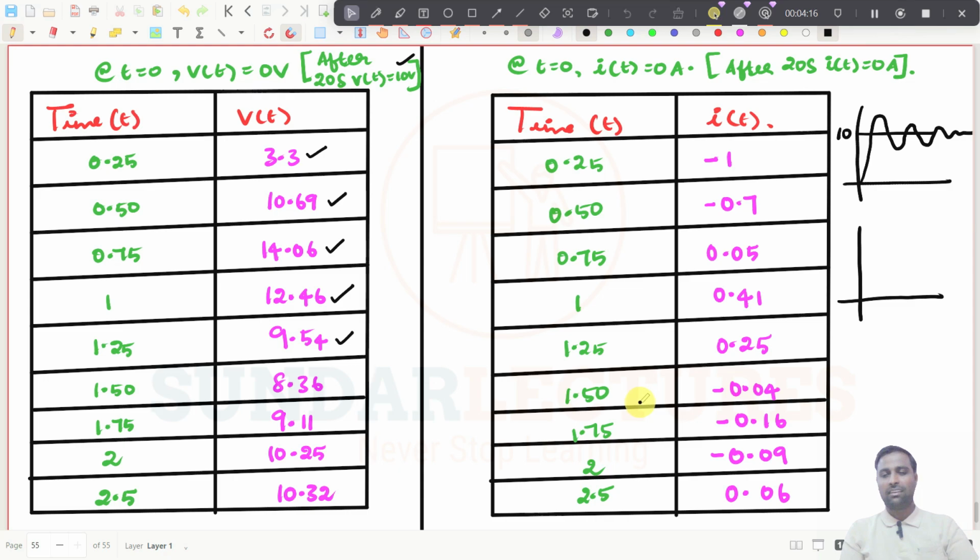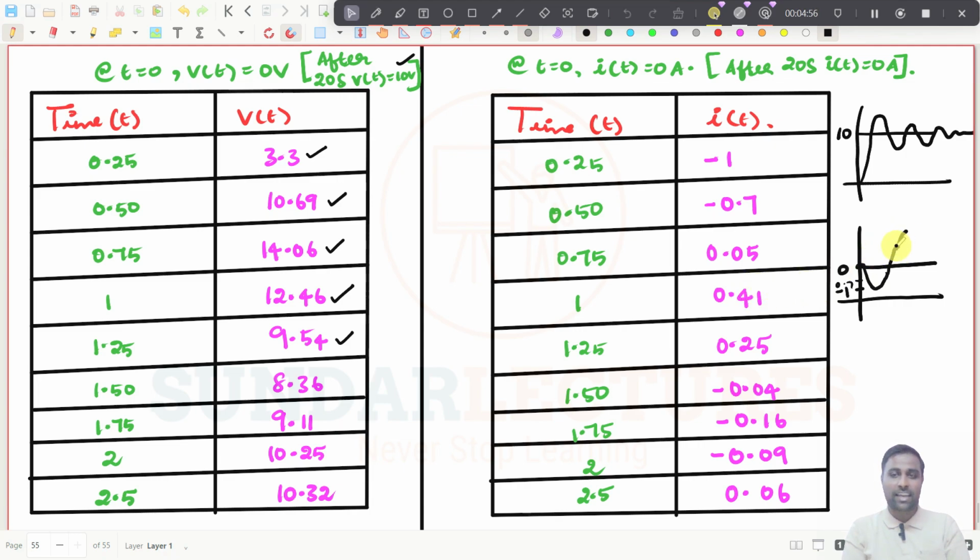And in the under damped condition, see, if this is the zero, see what happens now. At t equal to 0, it is 0, there are no issues. See, at 0.25 it is minus 1, and at 0.5 it is increasing. If this is minus 1, if this is 0.7 now, at this time it will be like this and it will be going to 0. Minus 0.7. See, at 0.75 what happens? It is 0.05, so positive 0.05, and then it is 0.41.